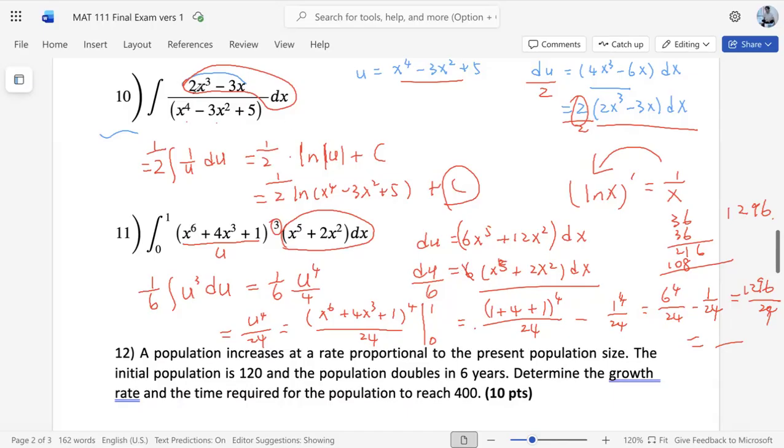Right. So for 10 and 11, we need to use the u-substitution method. And 10 is an indefinite integral, so we just add C to the answer. But 11 is a definite integral, so we need to evaluate at 0 and evaluate at 1.